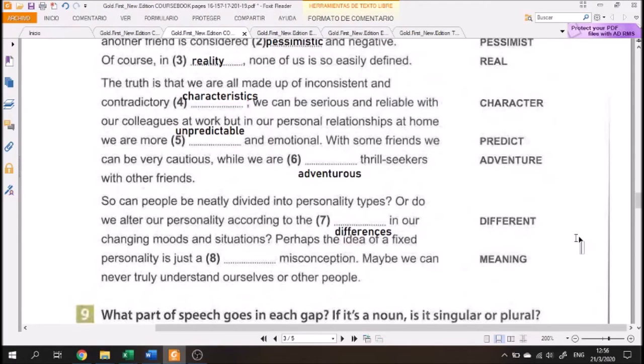perhaps the idea of a fixed personality is just a misconception. Misconception, something you believe is true, but it's actually not. So is this a positive or negative idea, a negative concept? So, meaningless misconception. Maybe we can never truly understand ourselves or other people. Okay, good job. Questions?